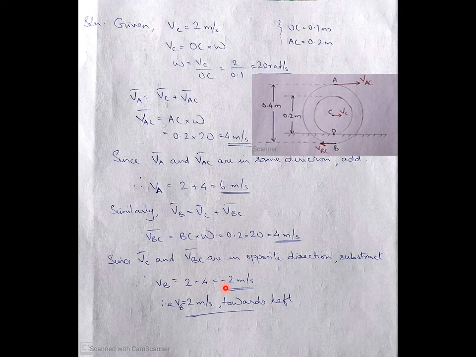What is this minus 2? Minus 2 means it is moving towards left. If we get positive, it is moving towards right. As this is moving towards right, positive sign means it is moving towards right. Negative sign means it is in the opposite direction to that of motion.